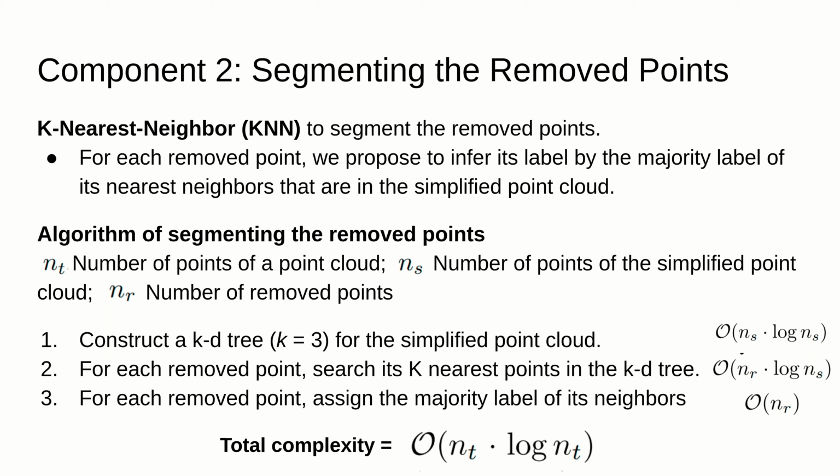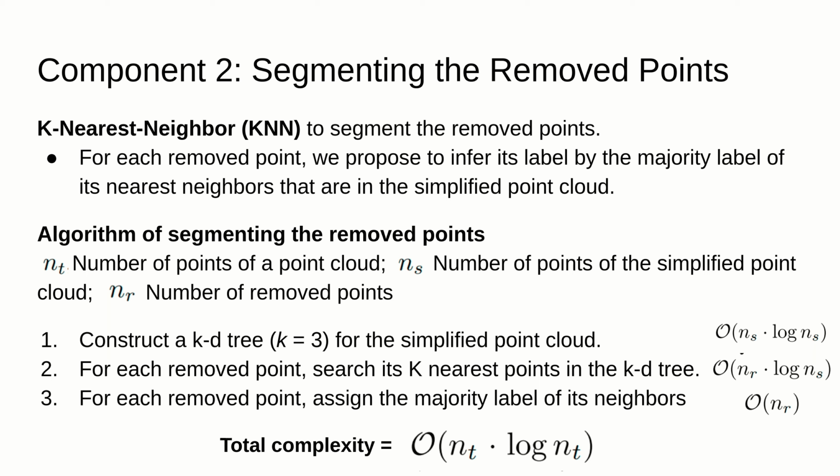The second component is to segment the removed points. The data simplification procedure splits points into two sets: points in the specified point cloud and the removed points that are filtered out. Since we know the labels of the simplified point cloud from the DNN output, we only need to segment the removed points in order to generate a full-size segmentation. We propose to infer the label of a removed point by the majority label of its nearest neighbors that are in the simplified point cloud. Below are the algorithms of segmenting the removed points.